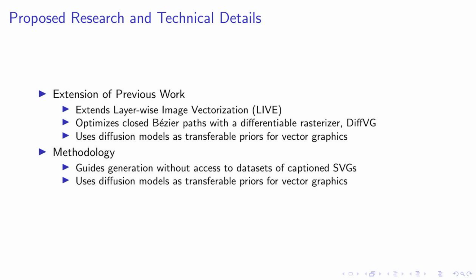In terms of methodology, we've managed to guide the generation process without the need for datasets of captioned SVGs. This is a significant achievement, as it reduces the dependency on large, specific datasets. Again, the use of diffusion models as transferable priors for vector graphics has been instrumental in this process. This approach has allowed us to create vector fusion, a generative model that can produce abstract SVG representations from text prompts. These representations can be easily integrated into existing design workflows, demonstrating the practical application of our research.